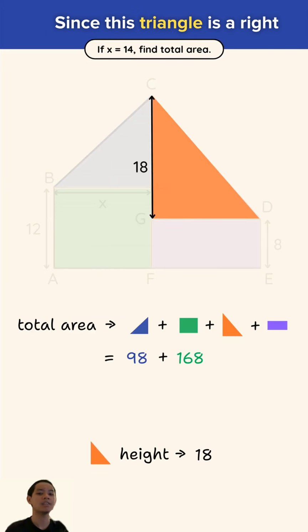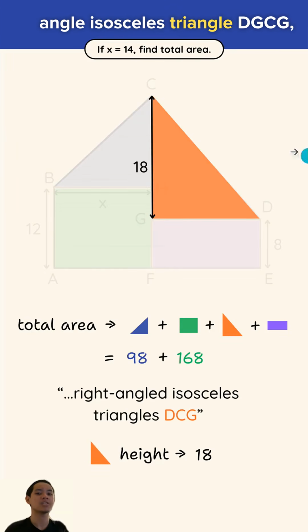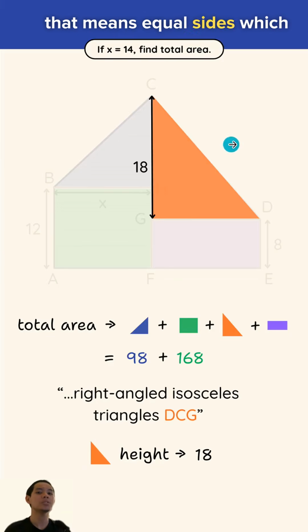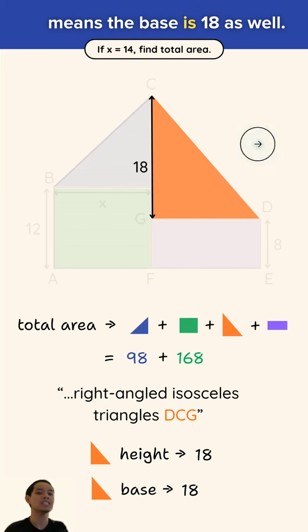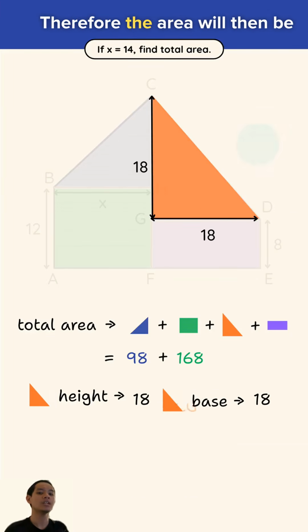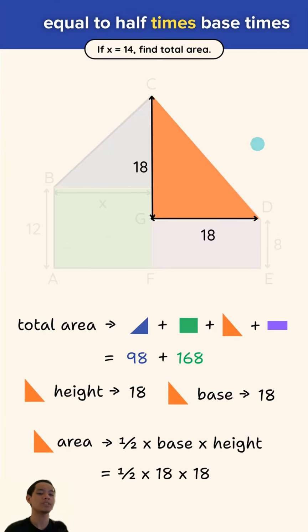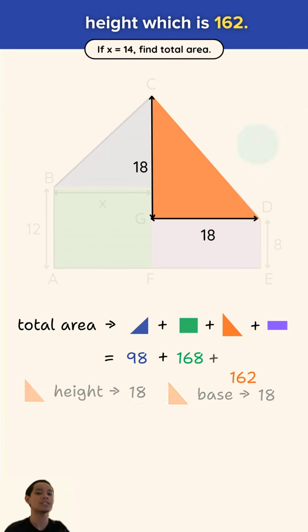Since this triangle is a right angle isosceles triangle DCG, that means equal sides, which means the base is 18 as well. Therefore, the area will then be equal to half times base times height, which is 162.